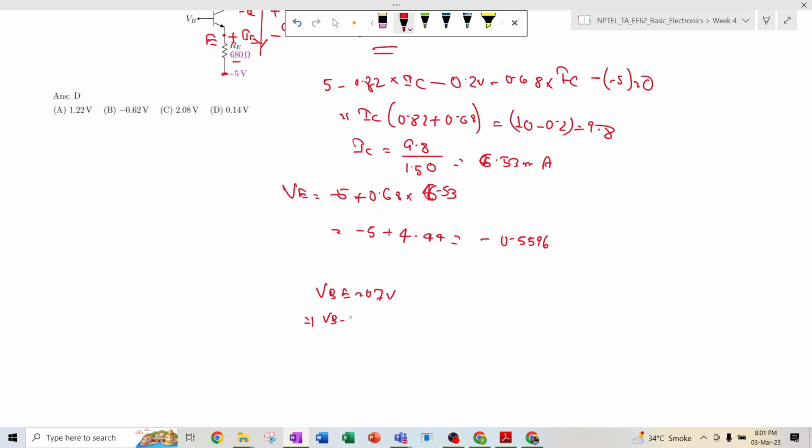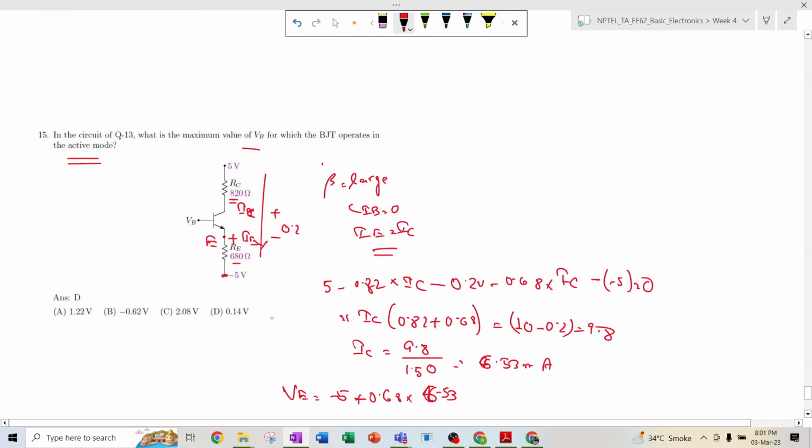VB minus VE is 0.7 volt, that means VB is nothing but 0.7 plus VE, so 0.7 minus 0.5596, which is plus 0.1404 volt. So it will be answer D.